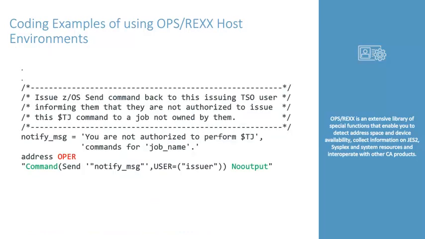This particular code is instructing the OPERA host environment to issue a z/OS command. The address OPERA statement sets the OPERA destination, and the command string includes a required and optional keyword needed by the OPERA environment. In this case, the COMMAND keyword contains the actual z/OS command, and the NOOUTPUT keyword tells the code just to issue the command and to not collect and process the command response.